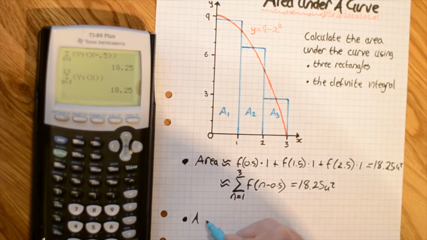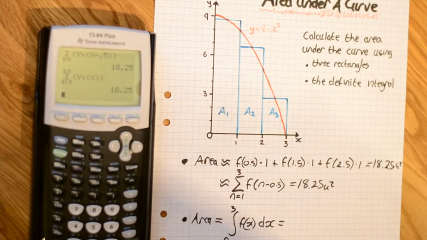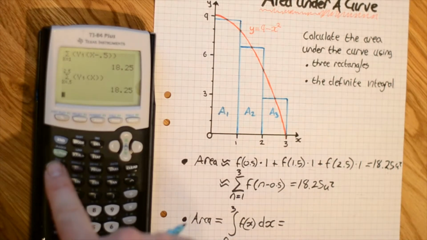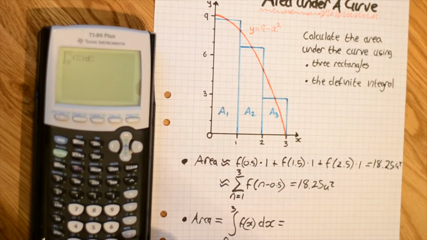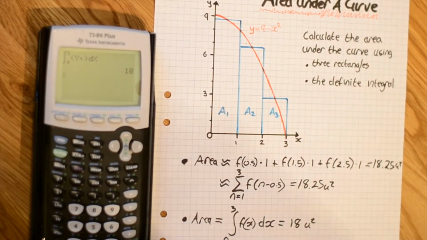Lastly, we need to calculate the area using the integral. In this case it's going to go from 0 to 3 of f of x with respect to x. We can do this on the calculator numerically. Press math, scroll up to numerical integral from 0 to 3, alpha f4 with respect to x. And this time we see it's exactly 18 square units.